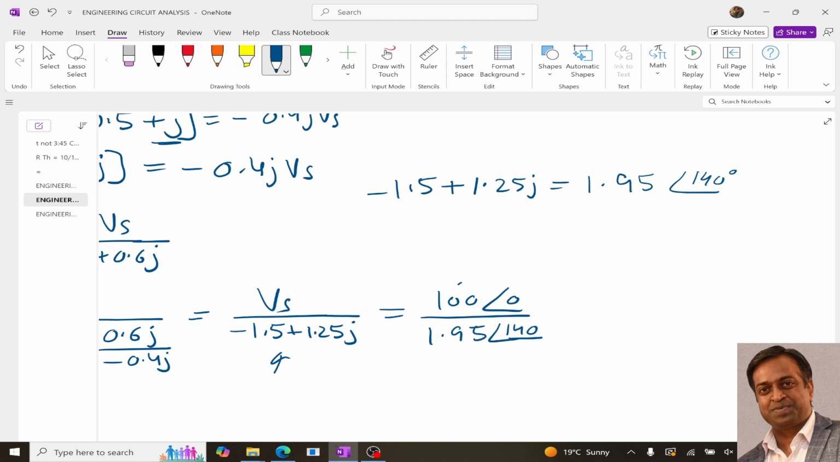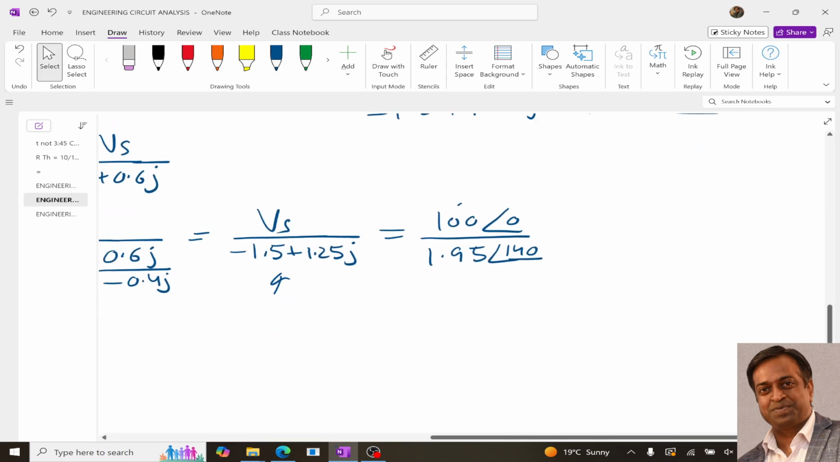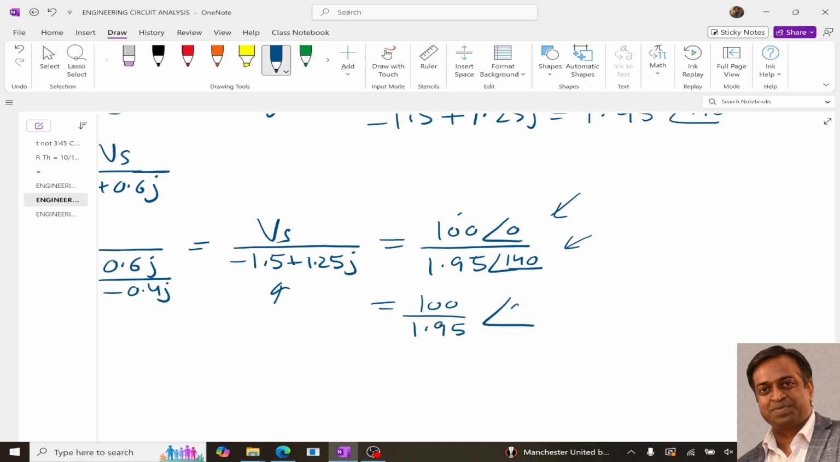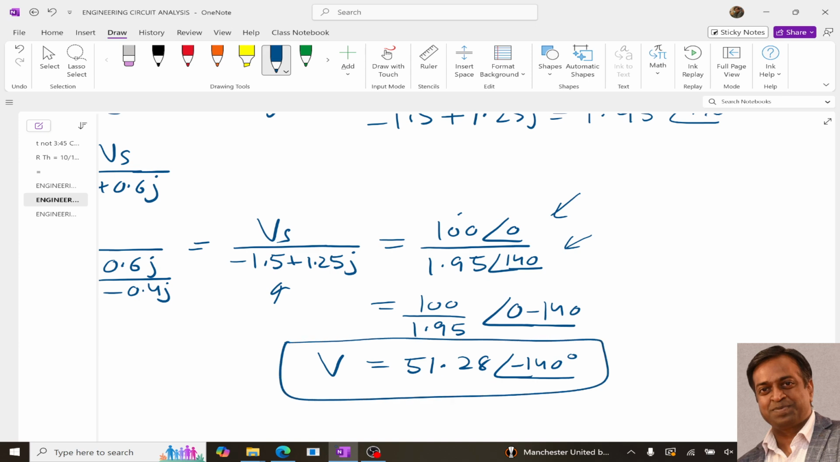we get this. And now we know that if the two expressions are in polar form, then the final answer will be the division of magnitudes, and the angle will be subtracted, like this. So we will get the answer as 51.28 angle minus 140 degree. So this is our V, in volts.